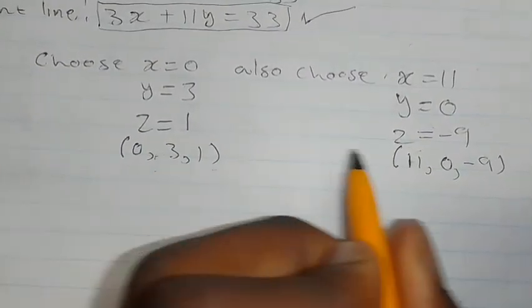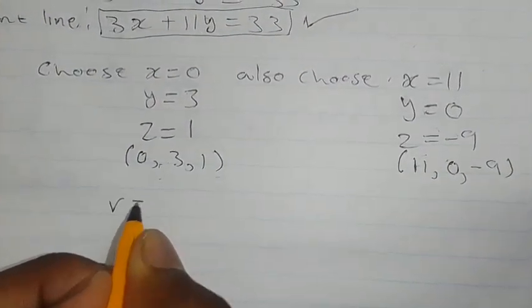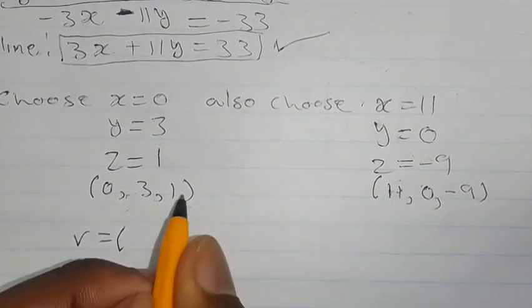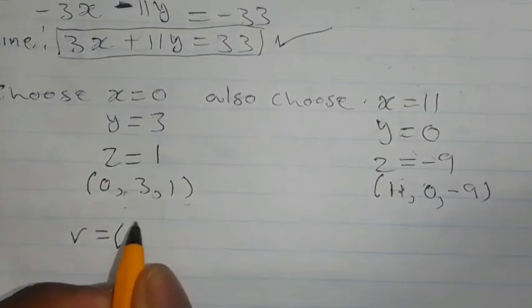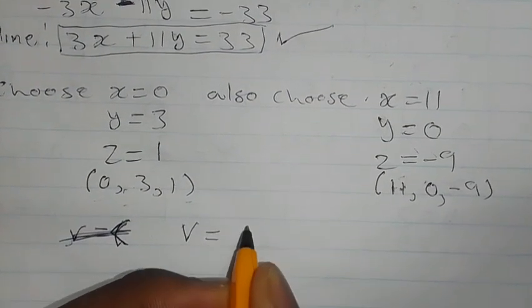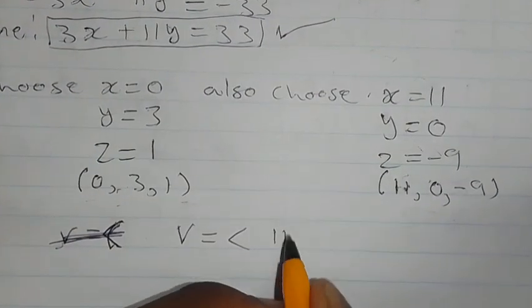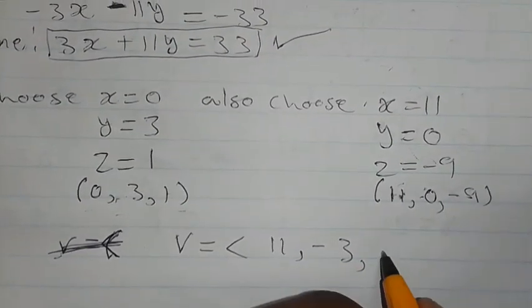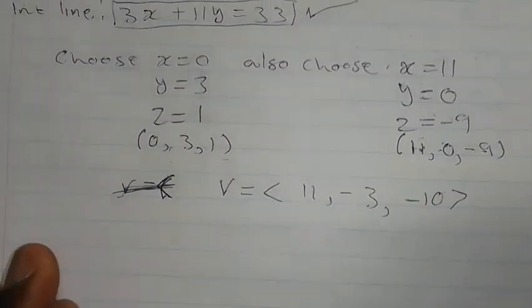So from these coordinates that we just found, we're going to get a vector. You can just choose this one as your terminal, and this one is the initial. So you obtain a vector v. So 11 minus 0, that's 11. And 0 minus 3, that's going to be minus 3. And then minus 9 minus 1, that's going to be minus 10. So you get a vector from there.